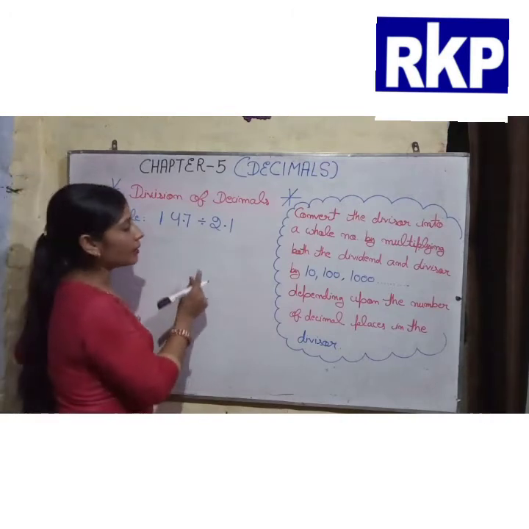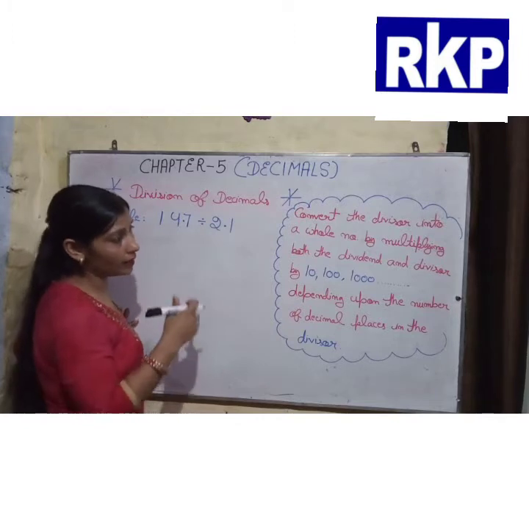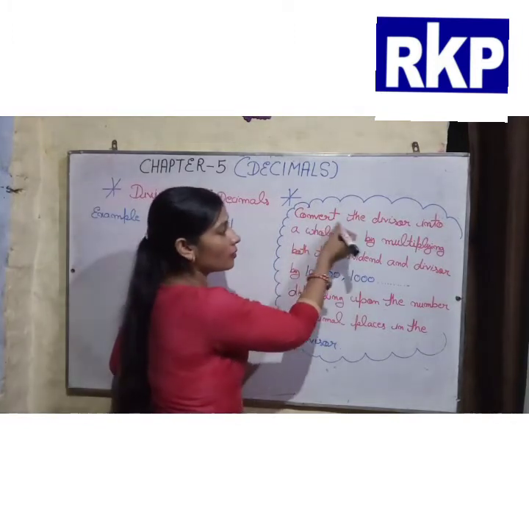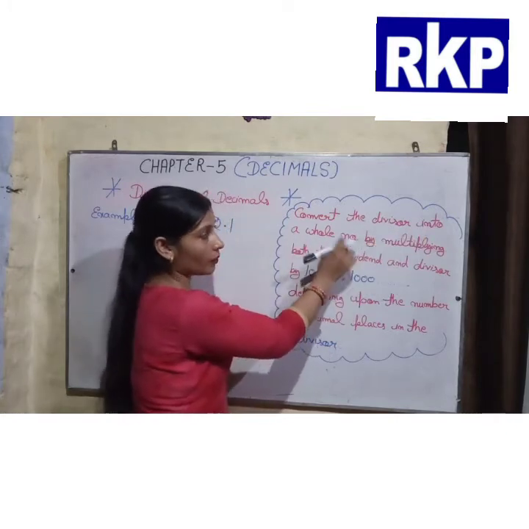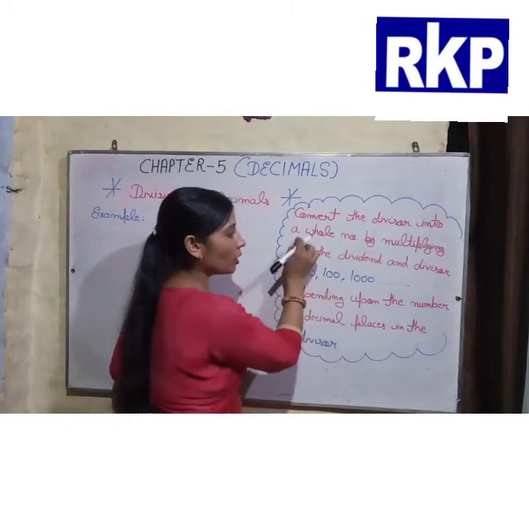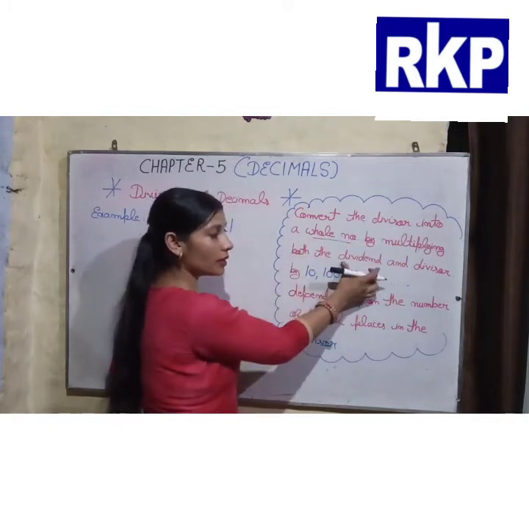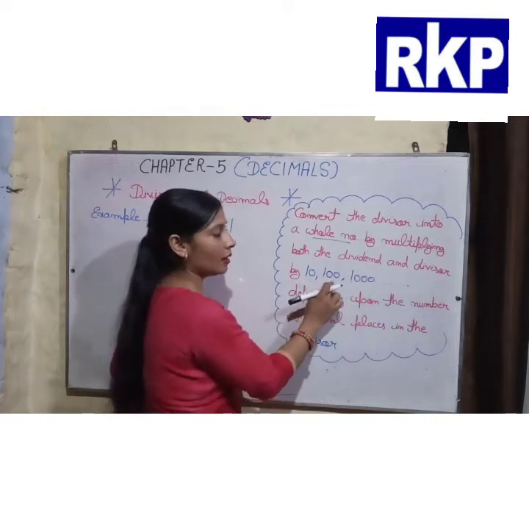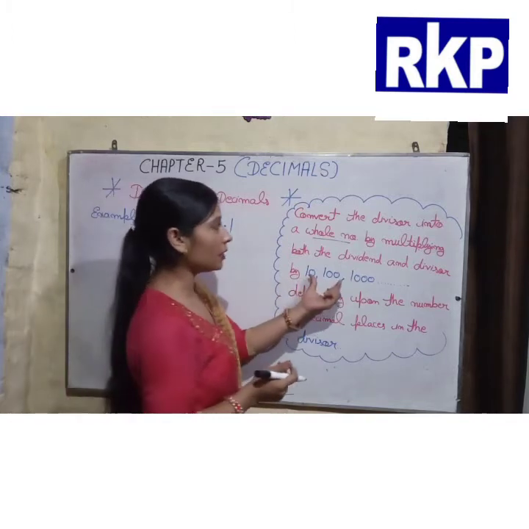Now students, let us see this example by another method, beta. And let us see what is that method. Convert the divisor into a whole number. Convert the divisor into a whole number by multiplying both the dividend and divisor by 10, 100, 1000 and so on.